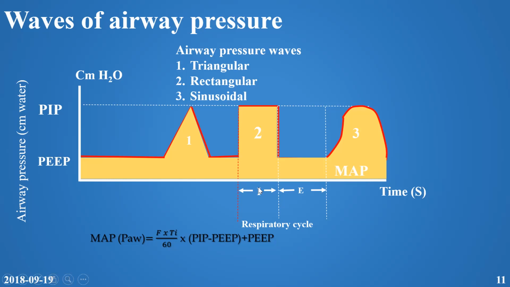So you can see I, inhalation, PIP; E, exhalation, PEEP. MAP is inhalation, exhalation, rate, and inspiratory time. This is called inspiratory time. This is called expiratory time. Inspiratory time, expiratory time. Inhalation, exhalation. MAP is rate, PEEP, PIP, and inspiratory time.